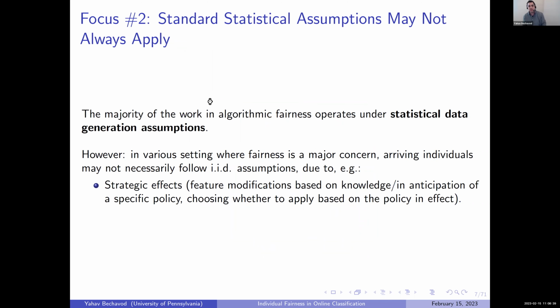The second focus that I'm going to look at now is that the standard statistical assumptions may not necessarily hold. So again, this is a generalization, but the majority of the work in algorithmic fairness operates under these IID data generation assumptions. And I'm going to argue that in various settings where fairness is a major concern, this assumption does not necessarily hold. This is due to, for example, strategic effects, where you have individuals modifying their features based on knowledge or in anticipation of the deployed policy to get a better prediction, or choosing whether to apply or not based on their perceived chances.